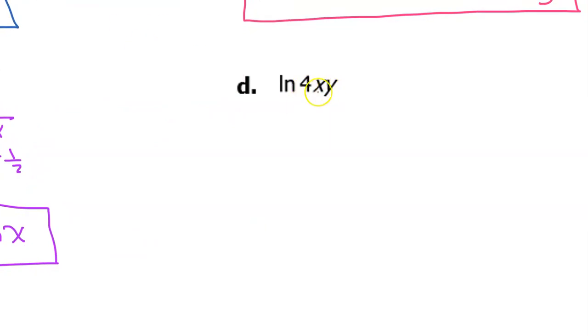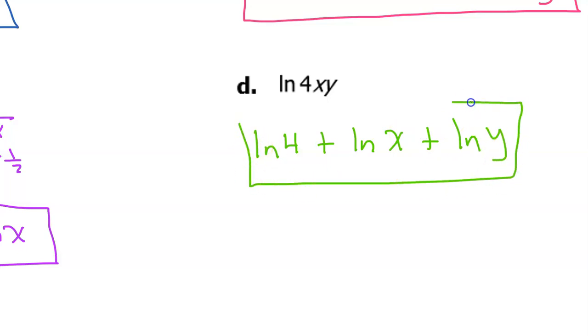There are 3 factors. So when we expand, there will simply be 3 terms. Log of 4 plus the log of x plus the log of y. That's really all there is to it.